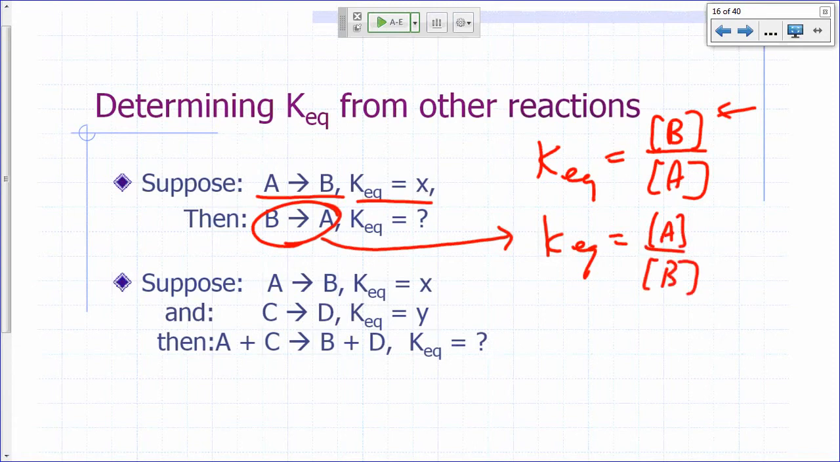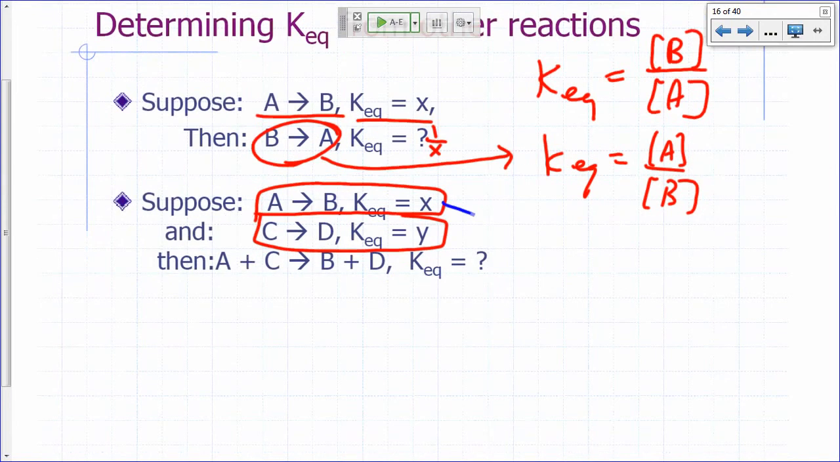So you can see if you flip a reaction, what happens to the KEQ? Do you take the negative of it or do you take the reciprocal of it? Reciprocal. So KEQ for this is going to be 1 over X. Now you can combine two reactions. Let's say this reaction right here, A plus A going to B has a KEQ of X, and then C going to D has a KEQ of Y. What happens if you combine those two?